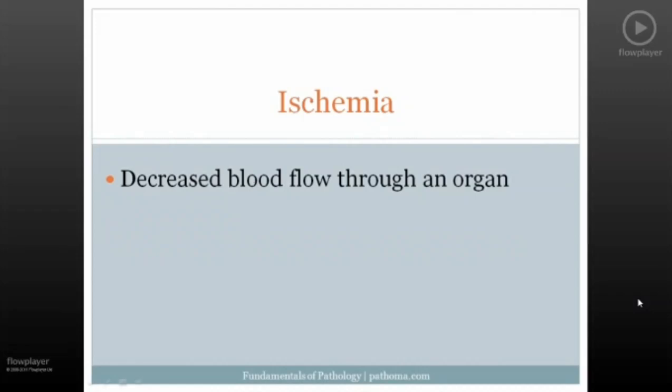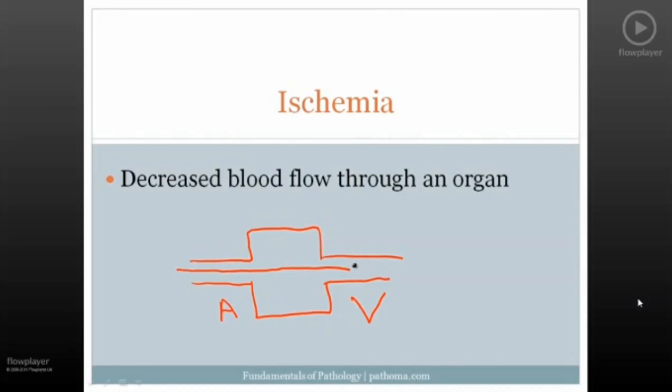Probably the easiest way to think about this is, I'll draw you an image here. This is the artery, and it is feeding any organ. It doesn't matter for this particular discussion. And this is the vein, which is draining that organ. Now, ischemia refers to decreased blood flow through that organ. So this is the way that blood would be flowing through the organ, obviously. And ischemia can occur in two ways.